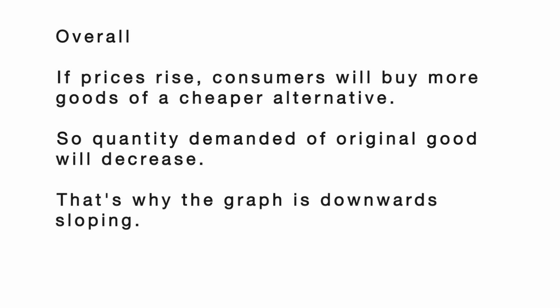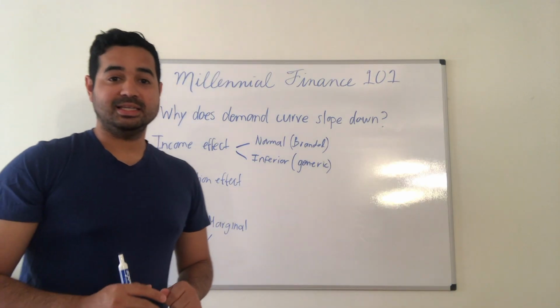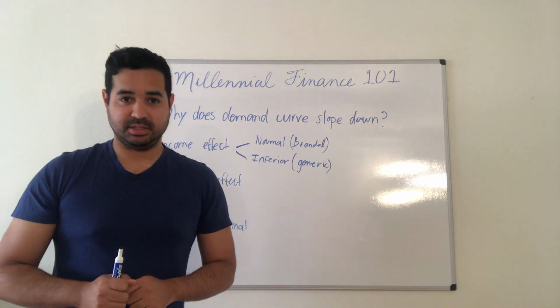So when prices rise, the quantity demanded for the original good is going to decrease. So again, we're looking at an inverse relationship, and that's what we need to prove why the graph is downward sloping. The last one we're going to talk about is diminishing marginal utility.